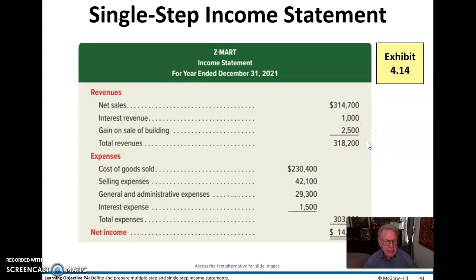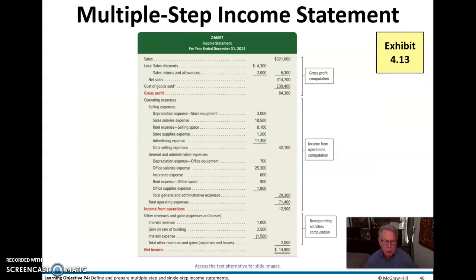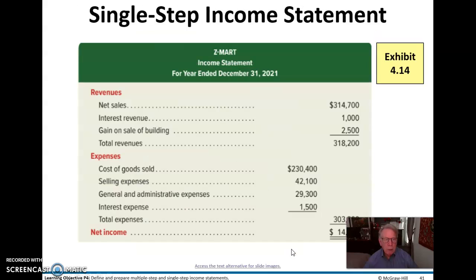at $318,200. Then we back out our cost of goods sold, selling expenses, G&A expenses, interest expense, and our total expenses were $303,000. We still get the same net income, $14,900, as we did here with the multi-step. But there's far less detail, as you can see in the single step. Pretty simple, right?